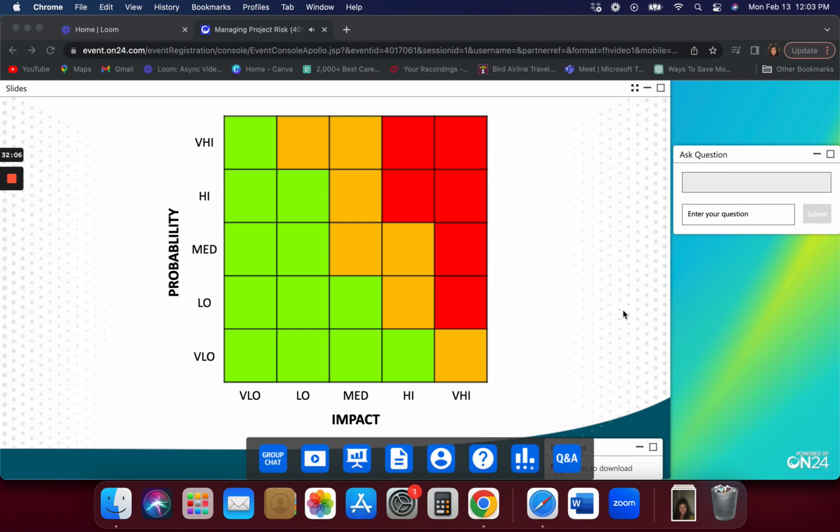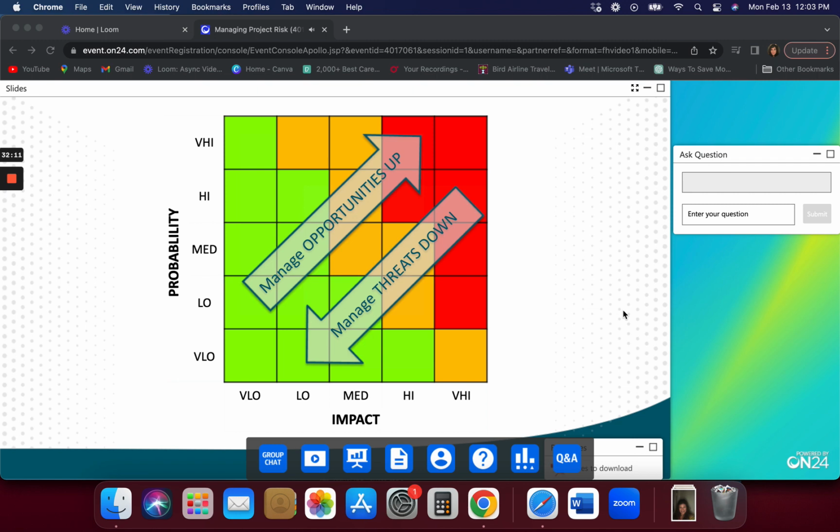So with threats and opportunities, when it comes to responses, our objectives are different. They're opposites. As you can see here, we're managing our opportunities up and we're managing our threats down. The way we do that, if we're talking threats, is we reduce either or both the probability or impact, depending on what's open to us. And if there are opportunities, we do the opposite. We increase the probability if we can, and we increase the impact should it happen. And of course, first prize would be to do both.